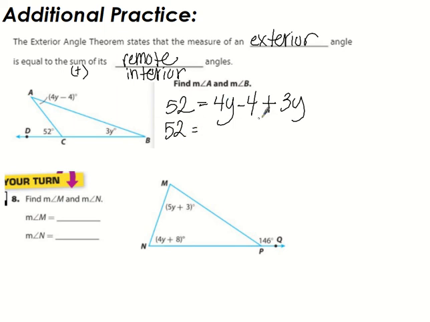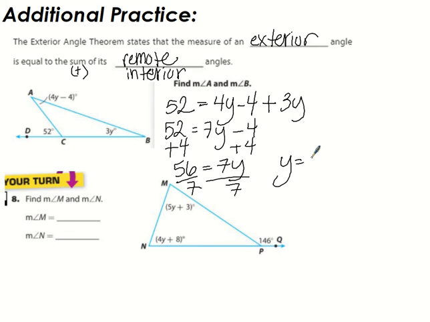Okay, so we're going to solve it like an equation. 52 equals 7y minus 4. Now it's a two-step. Plus 4. 56 equals 7y, divided by 7, and we get y equals 8. So what it's asking us to do is find the measure of A and B. We had to do that to find y.